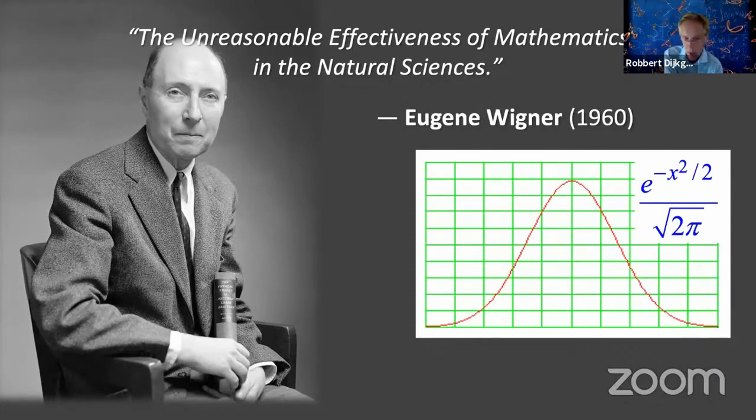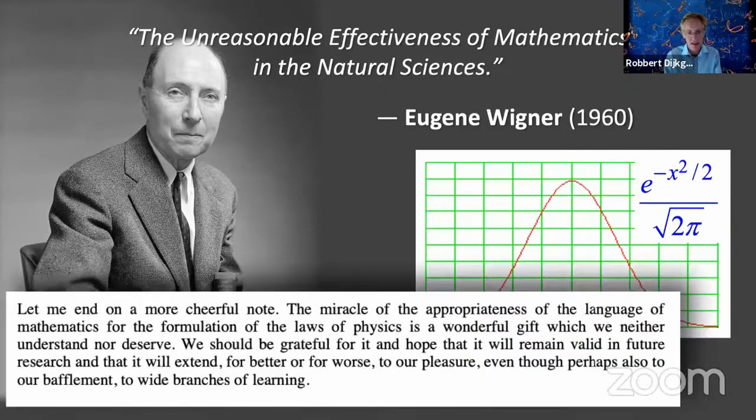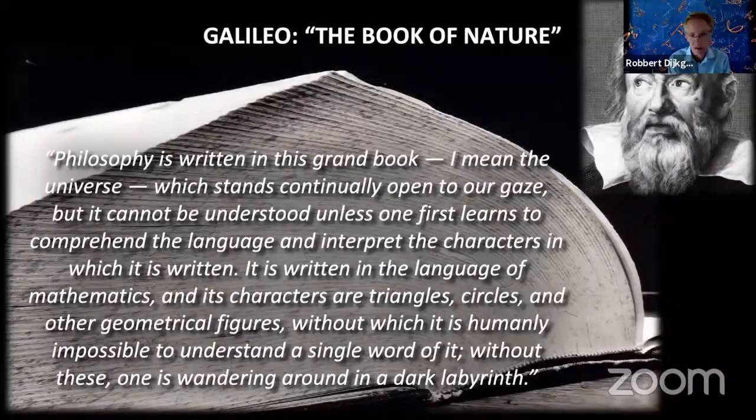And by the way, I find the final paragraph of that essay also quite beautiful. Wigner actually ends on what he calls himself a cheerful note, that the miracle of the appropriateness of the language of mathematics for the formulation of the laws of physics is a wonderful gift, which we neither understand nor deserve. And then he writes in 1960 that we hope that it will remain valid in the future and that it will extend, for better or for worse, to our pleasure, even though perhaps also to our bafflement, to wide branches of learning. And I think that's in some sense a wonderful summary of what has happened in the 60 years after this article. Now, this view of the appropriateness of math in physics has been there through the ages.